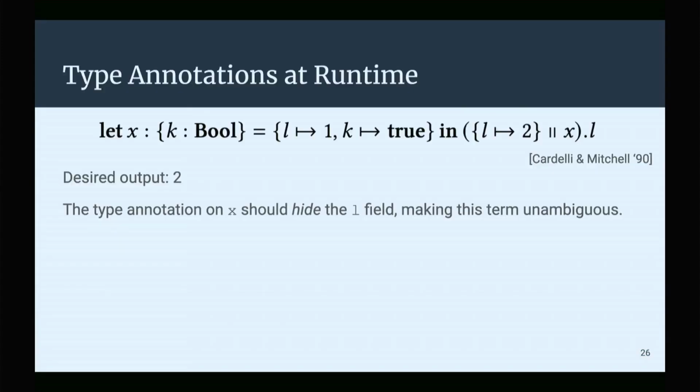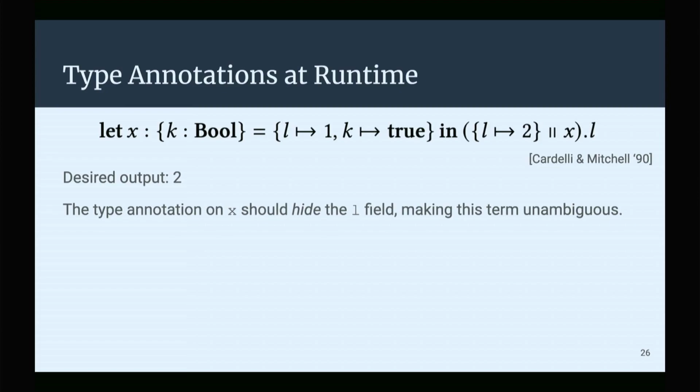So this is the key example that drives the design of our operational semantics. We have a record that has two fields, L and K, and we assign that record to the variable X. But the type annotation on X only mentions K. It doesn't mention L. And because of that, the programmer can later on add the L field back using the merge operator. And so the question is, is this program ambiguous?